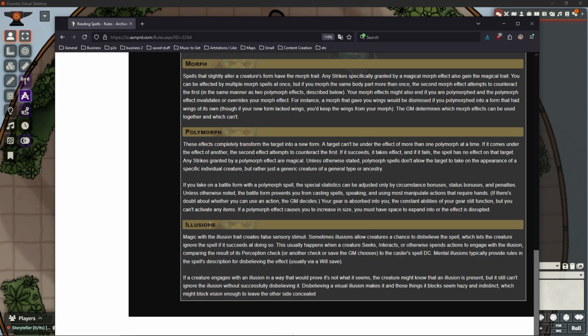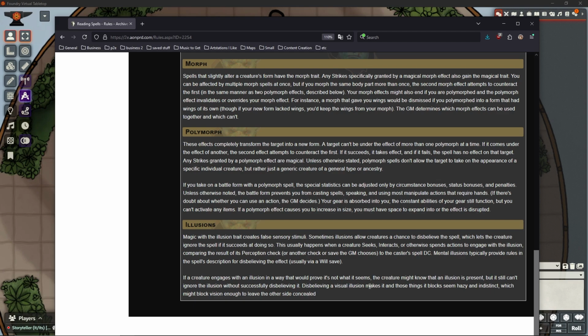Magic with the illusion trait creates false sensory stimuli. Sometimes illusions allow creatures a chance to disbelieve the spell, which lets the creature ignore the spell if it succeeds at doing so. This usually happens when a creature seeks, interacts, or otherwise spends actions to engage with the illusion, comparing the result of its perception check, or another check or save the GM chooses, to the caster's spell DC. Mental illusions typically provide rules in the spell's description for disbelieving the effect, usually via a Will save. If a creature engages with an illusion in a way that would prove it's not what it seems, the creature might know that an illusion is present, but it still can't ignore the illusion without successfully disbelieving it.